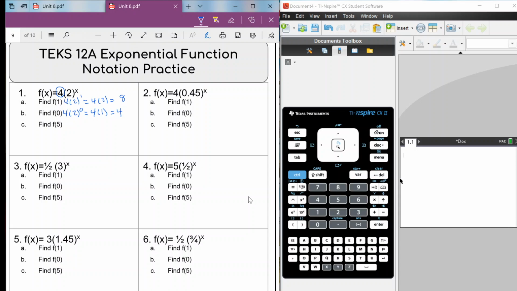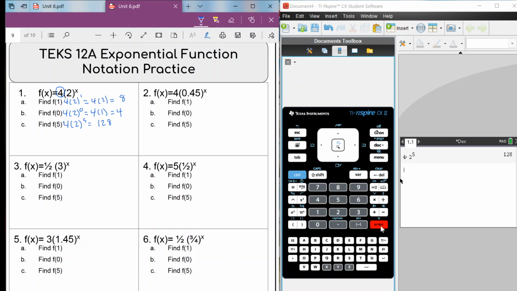Okay, now let's plug in 5. So we have 4 times 2 to the 5th power. So I'm going to plug that into my calculator. 4 parentheses 2, and I use that caret key to get to the 5th power, and I get 128. And those are my answers, 8, 4, and 128.